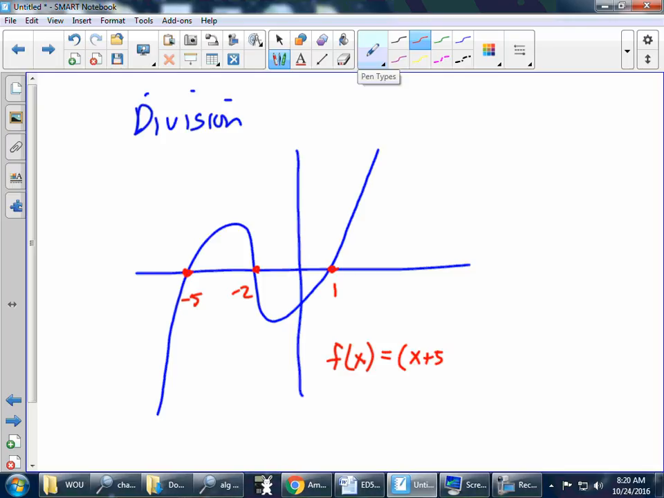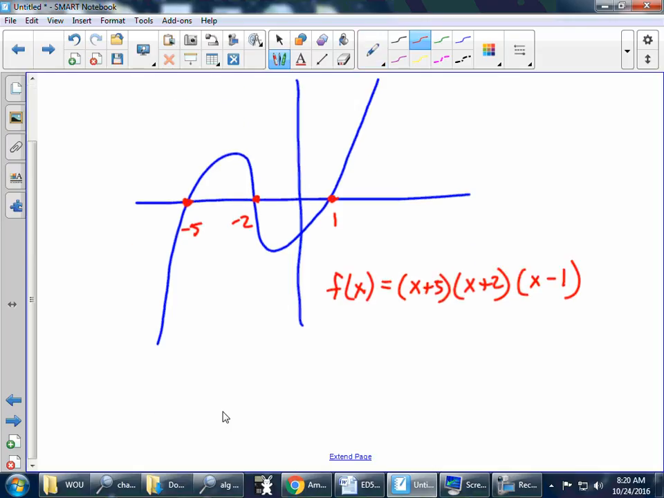x plus 5 times x plus 2 times x minus 1. Good, very good. Okay, we did that. And then we would say to ourselves, if you multiply all of this out, you'll get some kind of cubic, right? For sure, because you've got to have an x here and an x here and an x here.